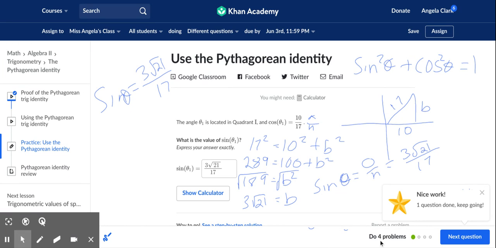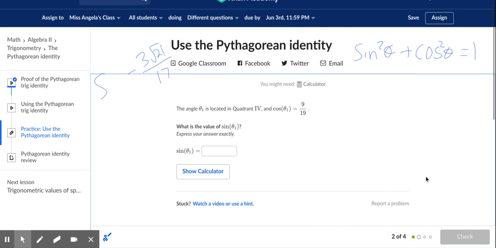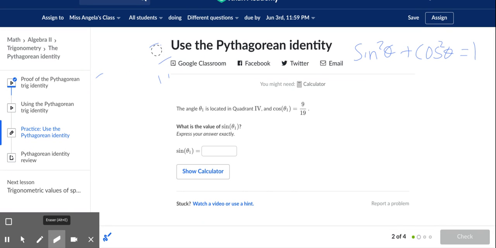Okay, let's go on. Let's do this one because it's in a different quadrant, and so I want to talk about that. So I'm going to do it both ways again. Let's just do it. Okay, so we're given cosine again. They could give us sine and ask for cosine, but they didn't.